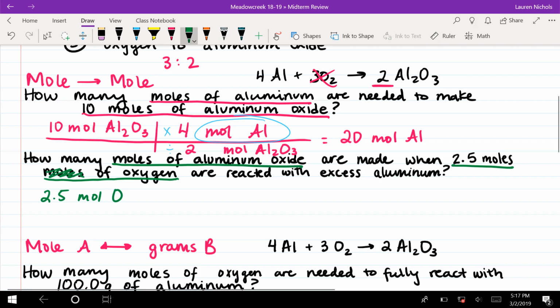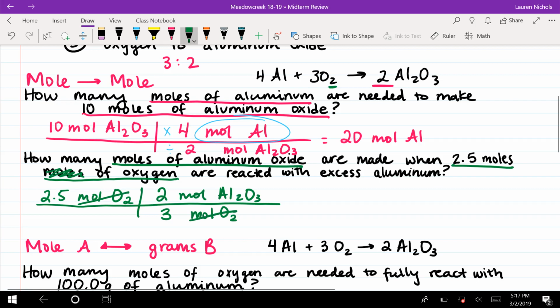Now it's not just O, it's O2, because oxygen by itself is written as O2 in our equation. I put moles of oxygen on the bottom. I'm switching to a different compound, so I say 3 moles of oxygen, and I could either put 4 moles of aluminum or 2 moles of aluminum oxide. Since I want aluminum oxide, I put 2 moles of aluminum oxide.